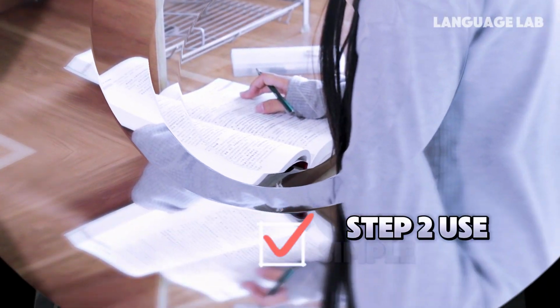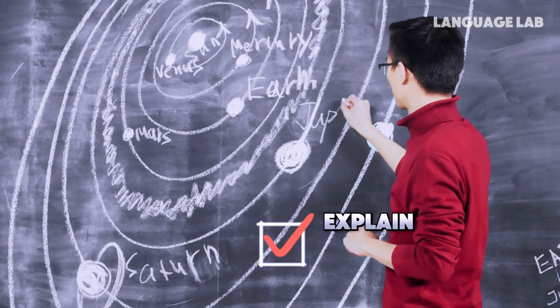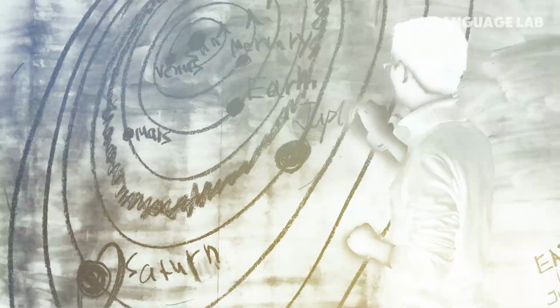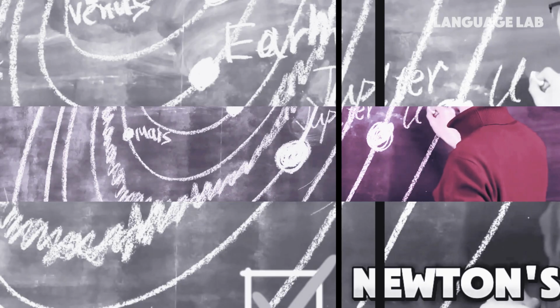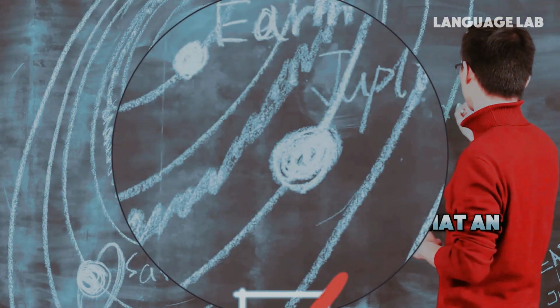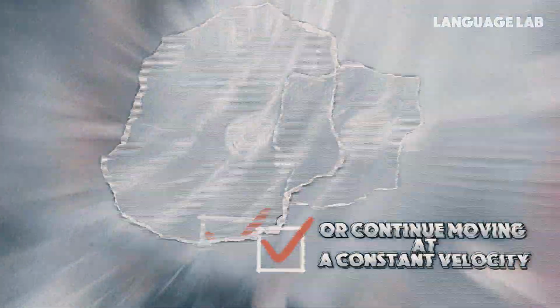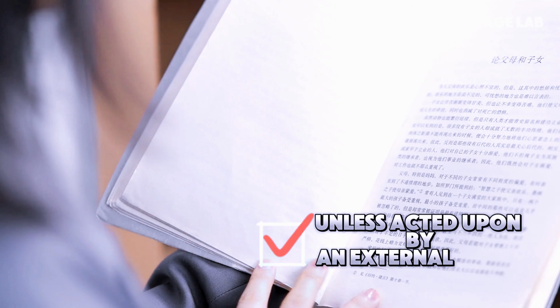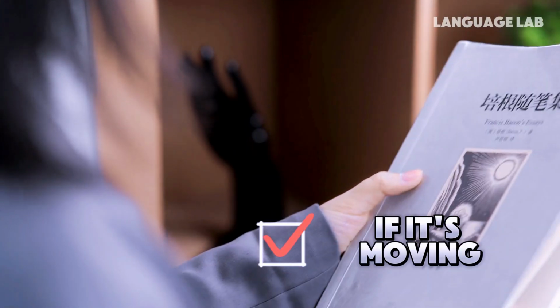Step 2. Use simple words. Instead of using complex technical terms, explain the idea in your own words. The simpler, the better. Example, technical: Newton's first law of motion states that an object will remain at rest or continue moving at a constant velocity unless acted upon by an external force. Simple: things like to stay the way they are. If something is sitting still, it won't move unless you push it. If it's moving, it won't stop unless something makes it stop.